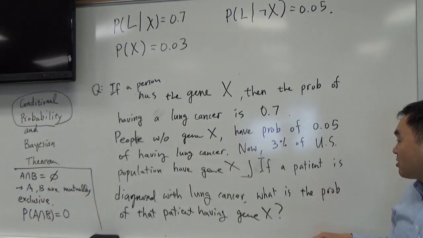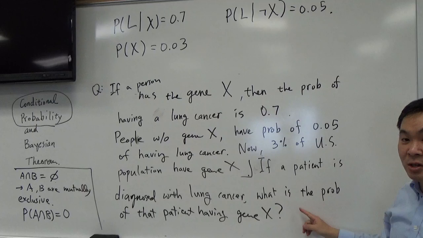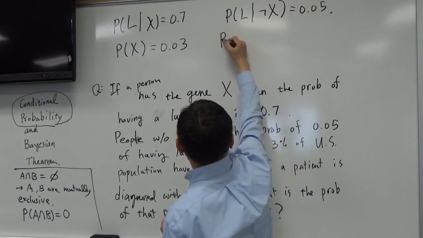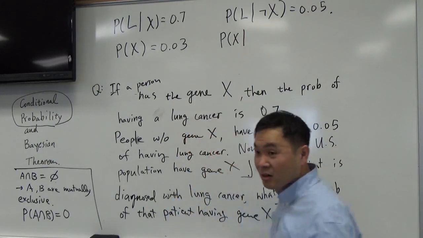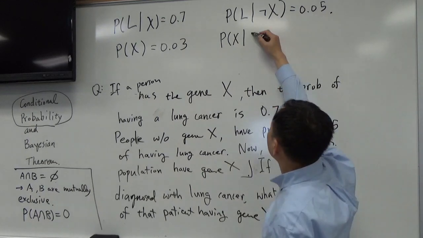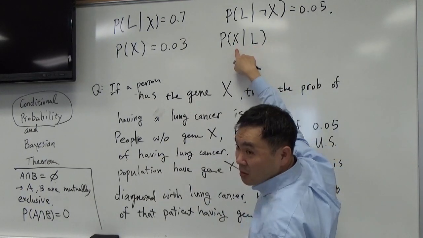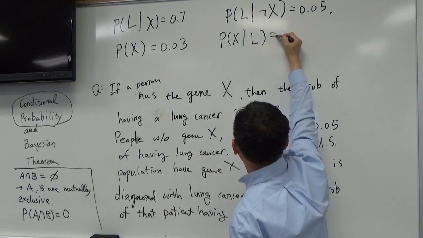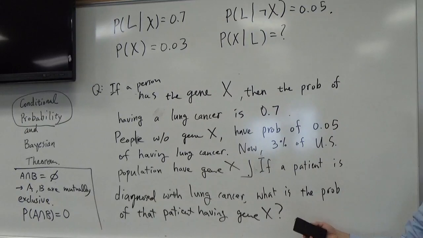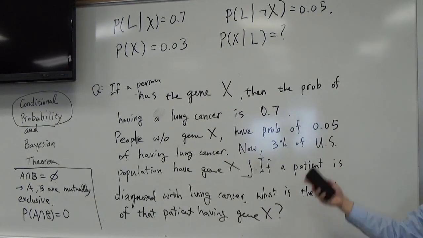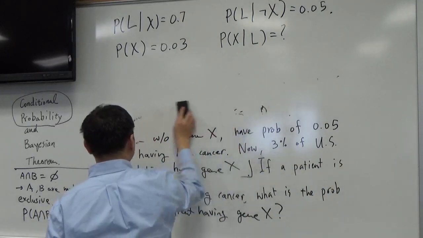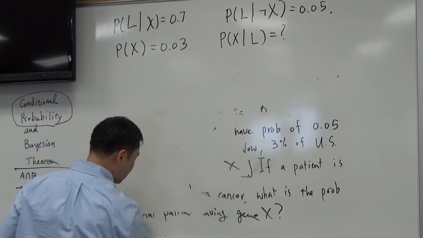Right? Now what's the question asking? We're asking for P of X under L. If somebody has lung cancer, what's the probability that they have gene X? That's the question. And these capture everything in the question. Do you agree? Everything written here is given by that. Okay. All right.